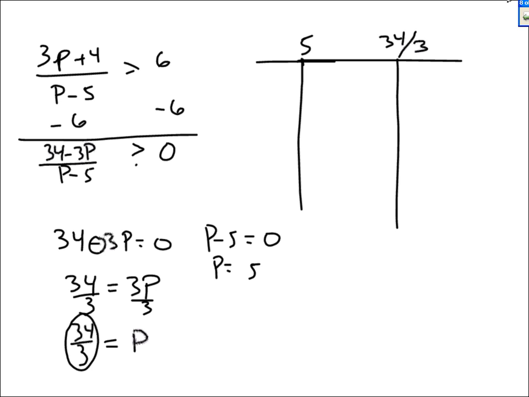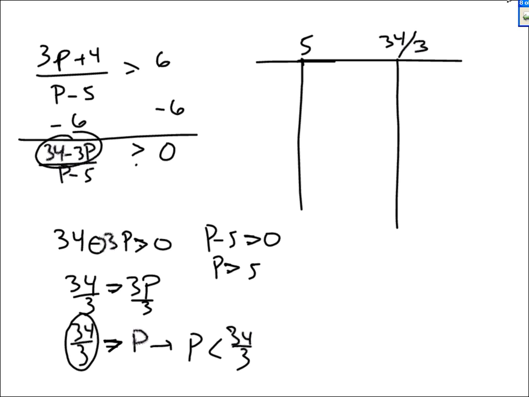Okay, so I want to know when the numerator is bigger than 0. This is when 34 over 3 is bigger than p. There's only one reason why 34 over 3 is greater than p, and that's because p is smaller than 34 over 3. When is p minus 5 bigger than 0? When p is bigger than 5.